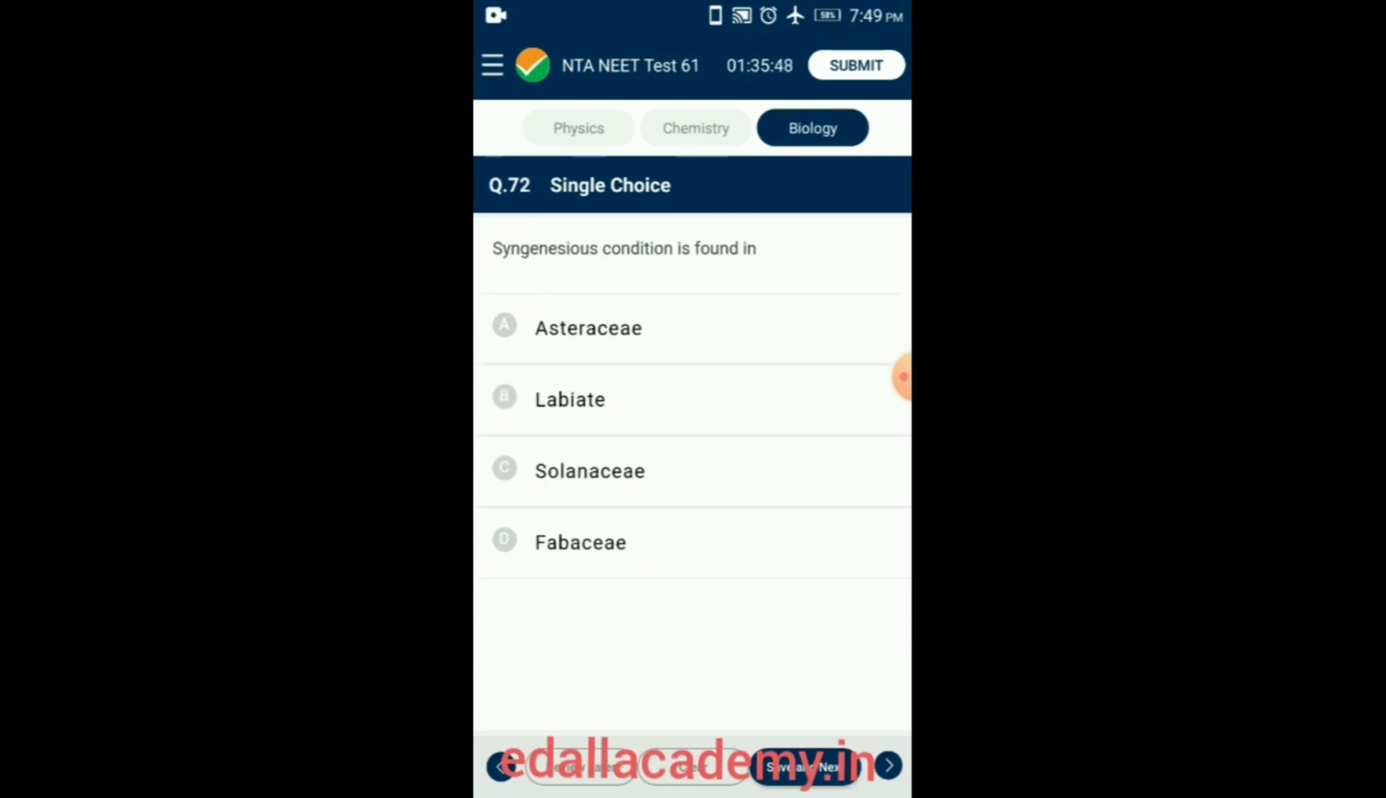Question number 72. Syngenesis condition is found in. When stamens are united by their anthers and filaments are free, the condition is called syngenesis. It is found in the family Asteraceae. This family is also called Compositae. The condition is an adaptation for entomophily. So the answer is option A, Asteraceae.